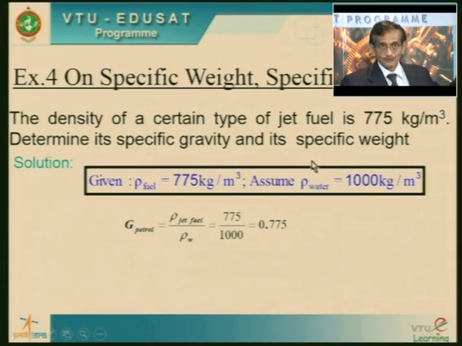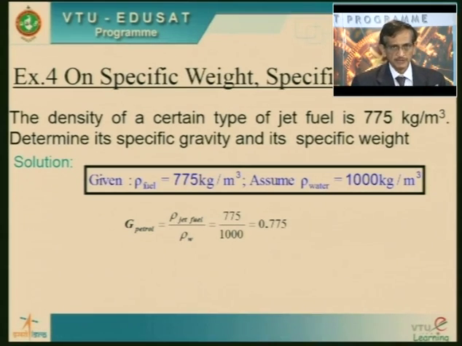So, very clearly we will follow the same mantra. First of all, what is given? Given is density of the fuel. What is the value? 775 kg per meter cube. Number 2, note down, slowly note down, no issue. Density of the fuel is given as 775 kg per meter cube. We have to assume density of water, which is the standard value, as 1000 kg per meter cube. You should remember it: for air it is around 1.12, for water it is around 1000, it should be on your lips.